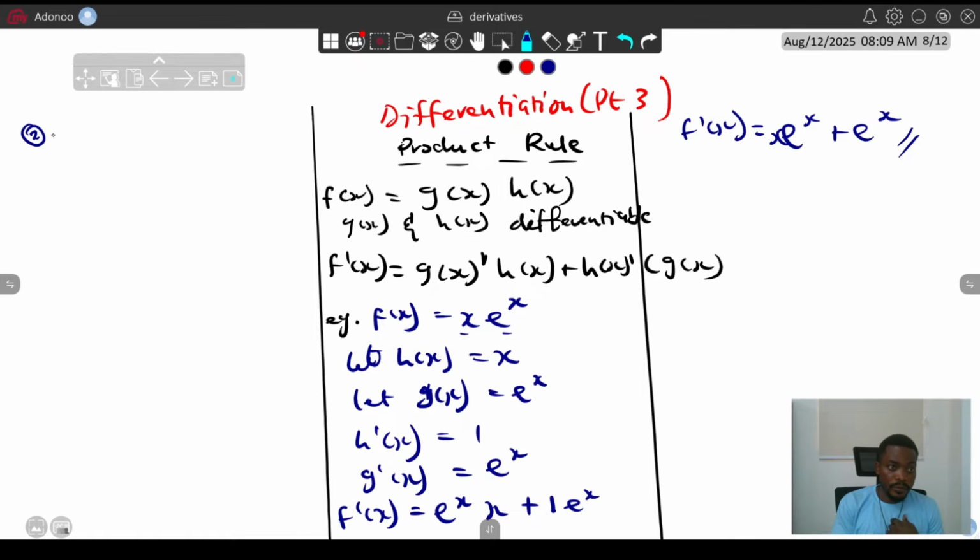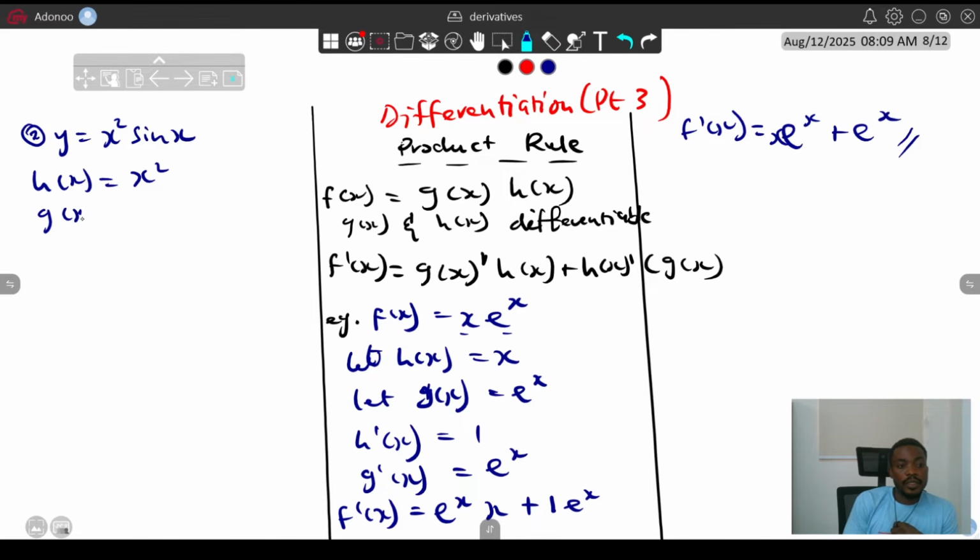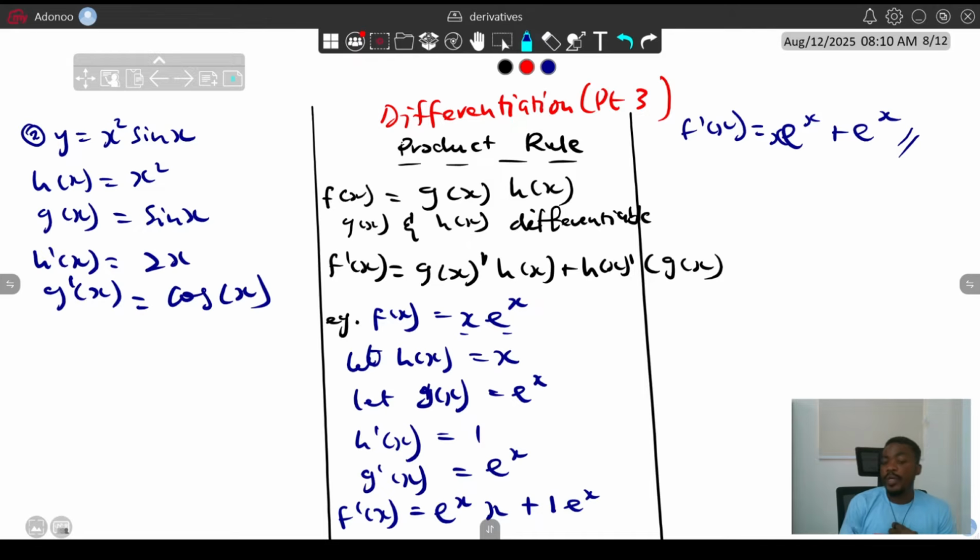Alright, so let's look at this second example, which says that y is equal to x squared sin x. Again, we can let h of x be equal to x squared, and then g of x be equal to sin x. h prime of x will be equal to 2x, while g prime of x will be equal to cos x, per the derivative of trig functions we did earlier.